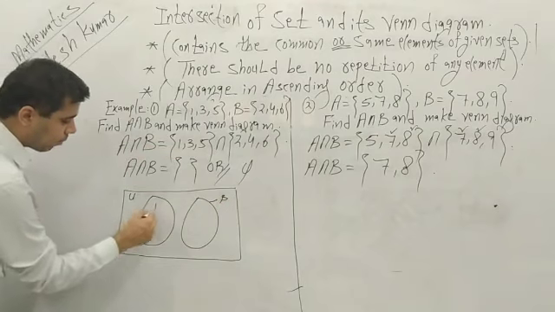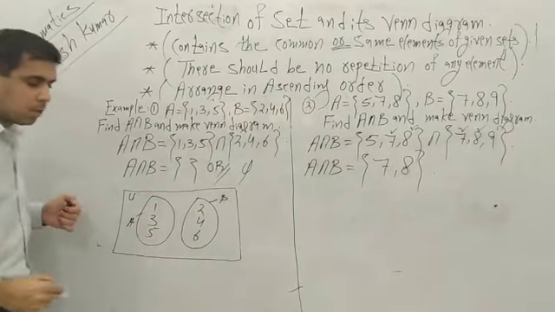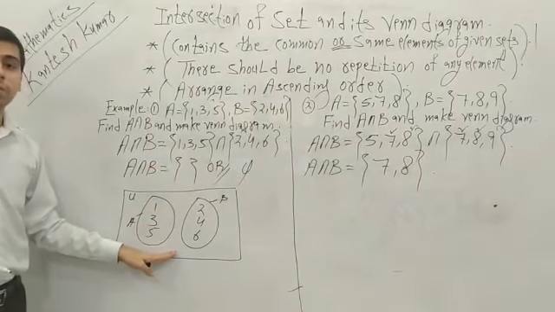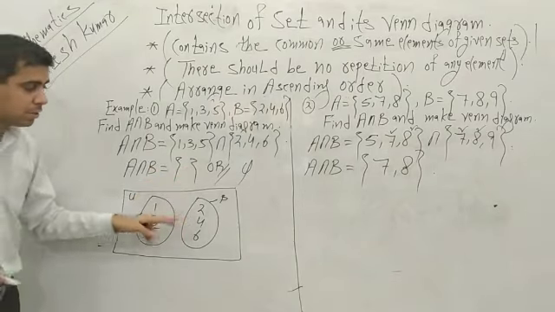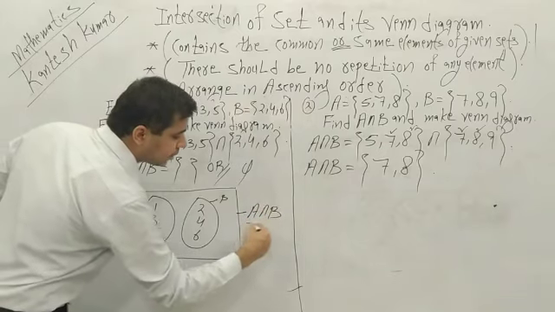Now the elements of A are 1, 3, 5 and of B are 2, 4, 6. There was no common element. So for this one we will not shade anything because there was no common element. This is why we will not shade this one, and the name of this particular answer is A intersection B.